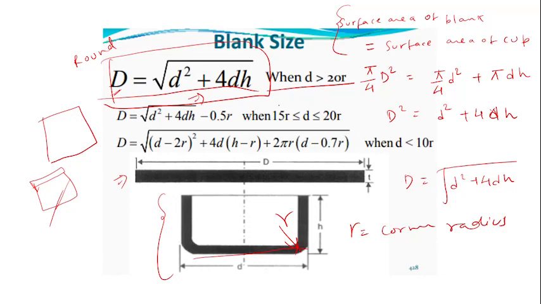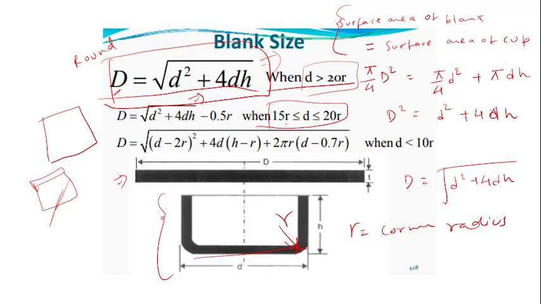But suppose your radius is a little bit large, then we have to consider it. It will take some material also, right? So we have to consider it in the surface area. So if it is following this condition, that is D is greater than 20R, then you have to use this formula. Then you need not worry about corner radius.